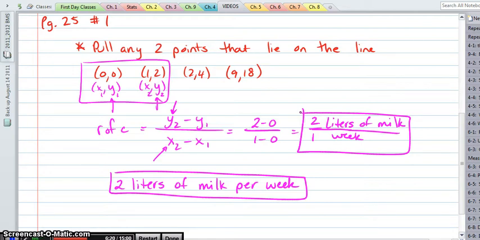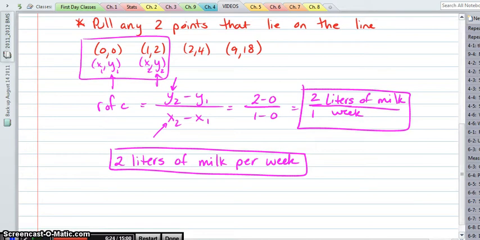Let's go ahead and take a look at another example. In number 2 on the same page, we are given a table. So you don't have to graph these points to get the straight line. We are told in the directions that we have linear functions here. So these tables do represent lines. So they give us an XY table.